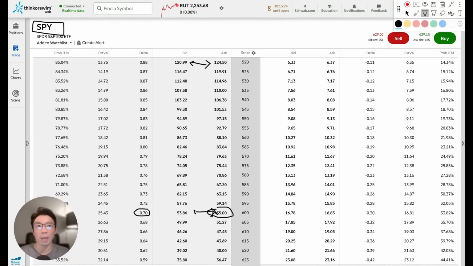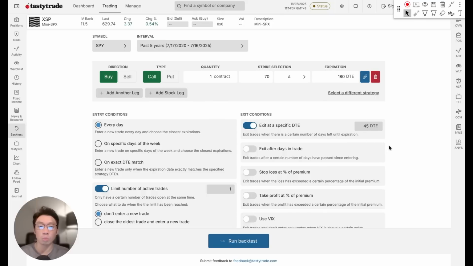So that is why I put at 45 DTE to roll, so that we don't roll as often as compared to the 90 DTE. So 45 DTE, that's the point where the theta decay is going to start to rapidly increase. So we want to get out of the trade and start to roll it before it gets to that point.